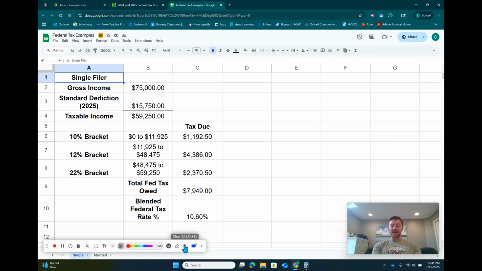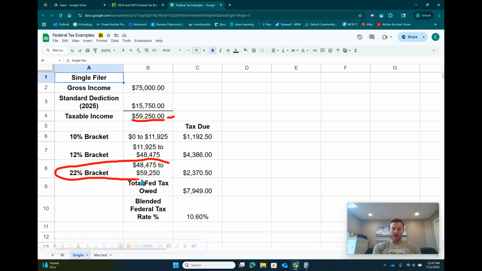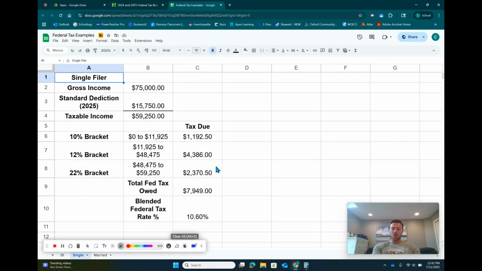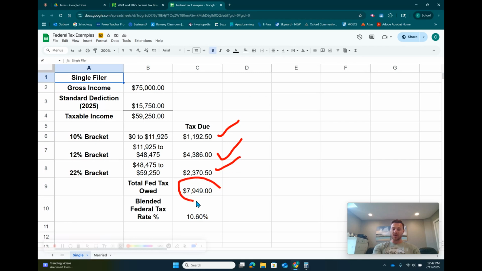Now here's where we end. We made 59,250 according to the government after our standard deduction. And so we will then end in the 22% tax bracket. So from 48,475 to 59,250, that amount will get taxed at 22%. So about 11 grand. Even though we are in the 22% bracket, only $11,000 of our money gets taxed at 22%. Okay? And so that ends up being 23,750 in that bracket.